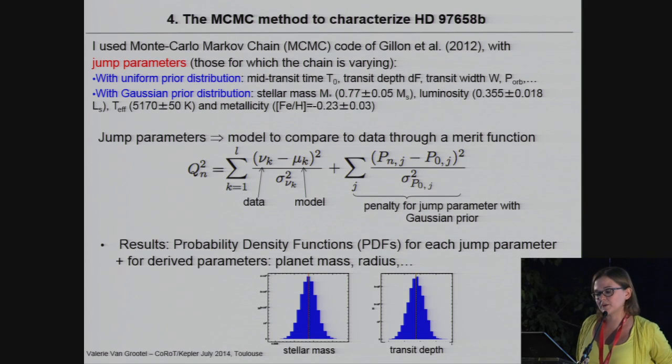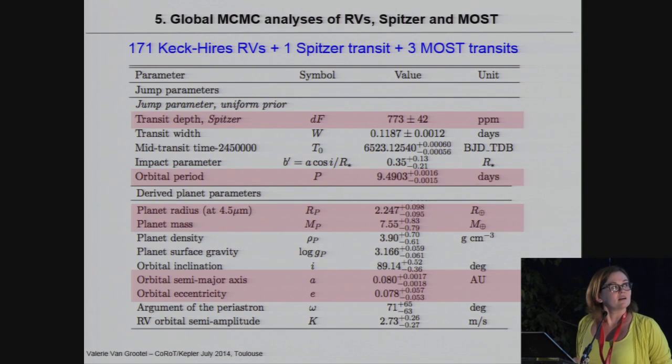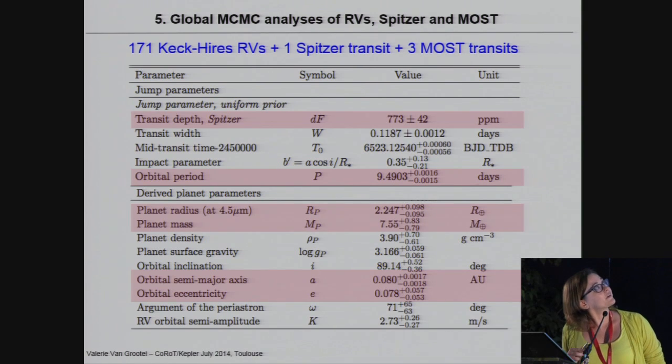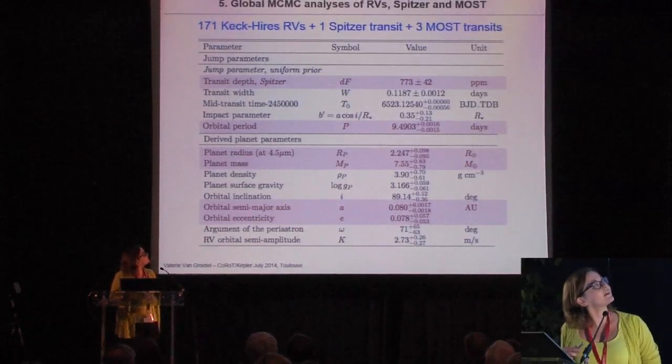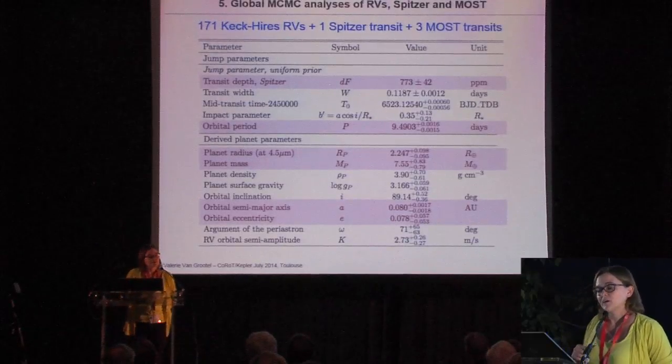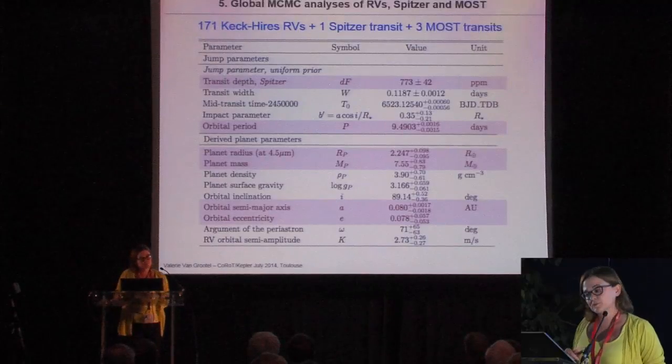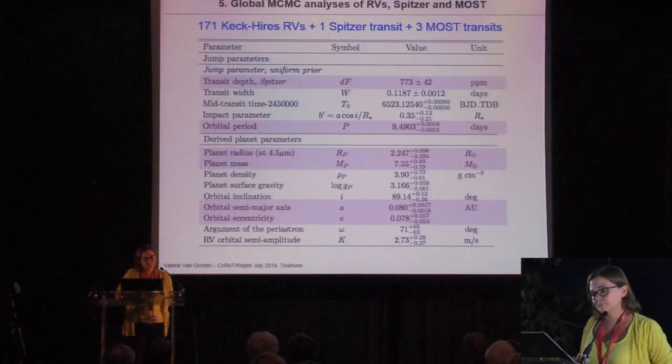And as a result, we have a probability density function for each jump parameter, and from that we can derive the physical parameters, like the planet mass, radius, and so on. These are basically what I used to analyze together the 171 Keck radial velocities, the one transit from Spitzer and the 3 transits from MOST.